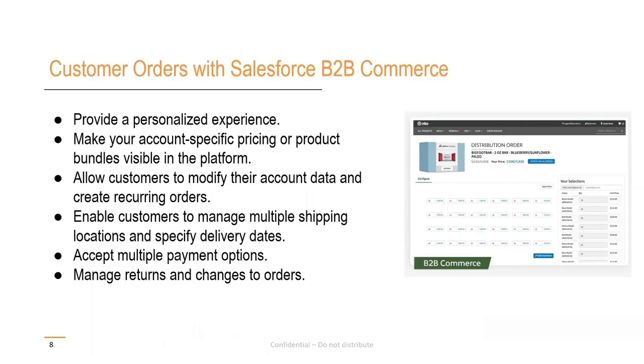Customers can quickly set up single orders or schedule multiple future orders. Customers can buy individual items or groups of items, can self-manage orders for one shipping location or multiple shipping locations, and define specific shipping dates. When they check out, they have a wide range of payment options like purchase order, credit card, or ACH. Customers can easily make changes to orders, change quantities, cancel line items, cancel orders, initiate returns, receive return authorizations, and a lot more.